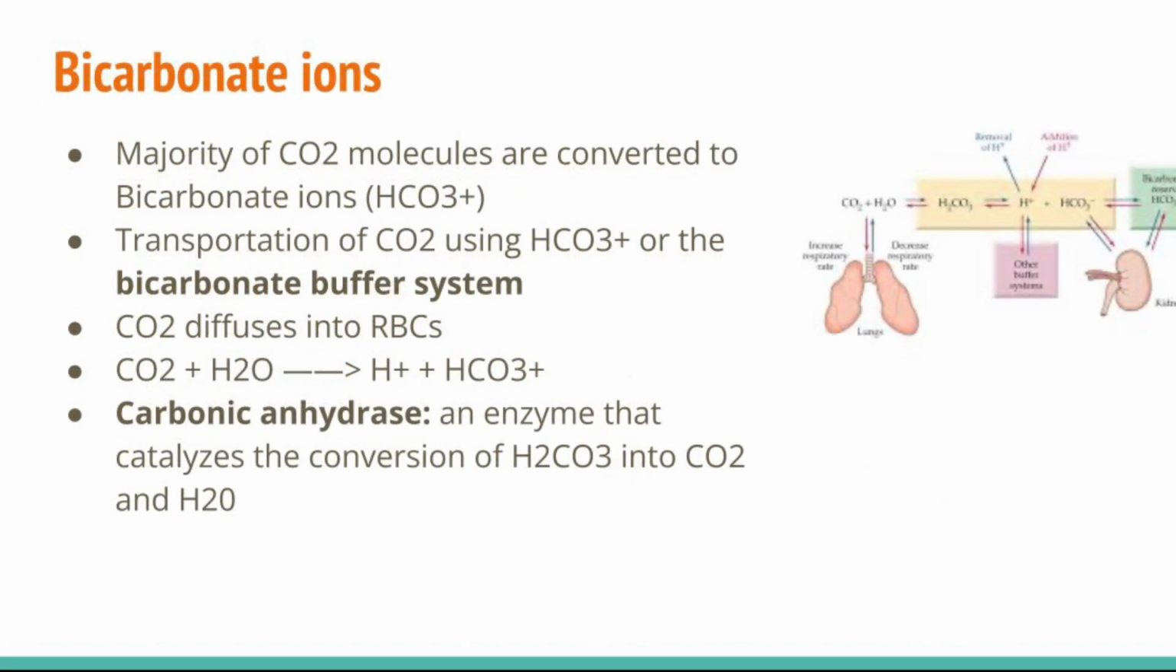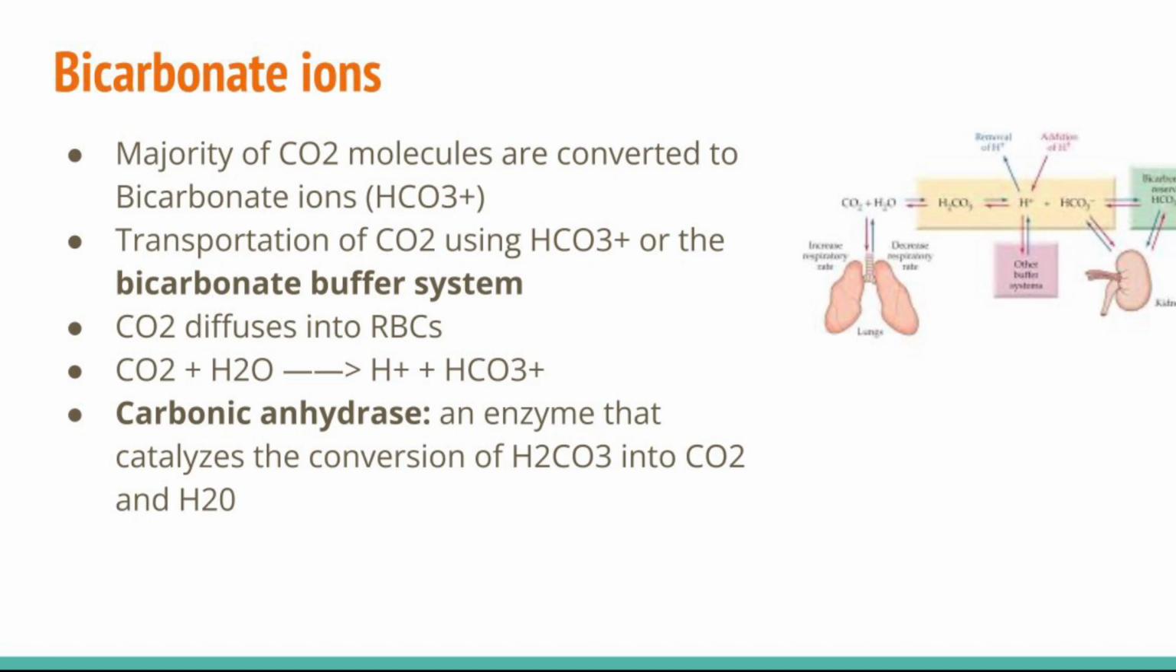Carbon dioxide, CO2, is transported in the blood primarily as bicarbonate ions, HCO3. The majority of CO2 molecules produced in the tissues are converted into bicarbonate ions before being transported to the lungs for elimination. The process of CO2 transportation using bicarbonate ions is known as the bicarbonate buffer system. In the peripheral tissues, CO2 diffuses into the red blood cells, RBCs, due to its high concentration in the tissues.